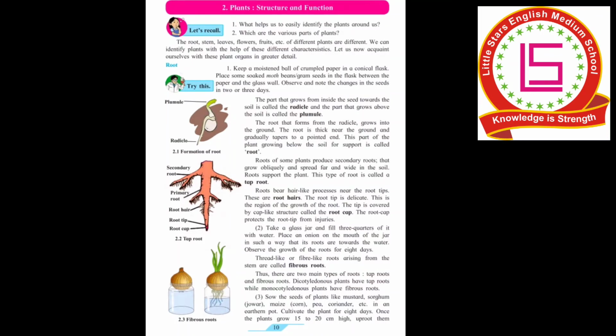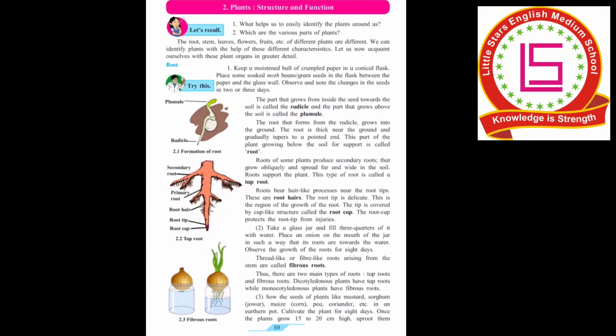Sow the seeds of plants like mustard, sorghum, maize, pea, coriander, etc. in an earthen pot. Cultivate the plant for 8 days. One plant grows 15 to 20 centimeter high. Uproot them. This is finished with this page. We'll go to the next page and then I'll explain you.